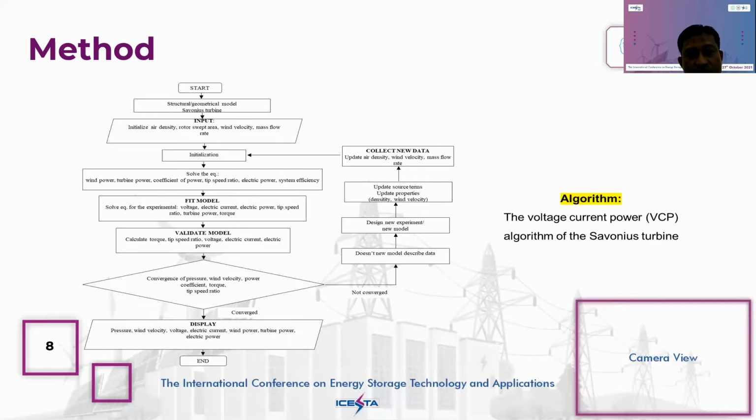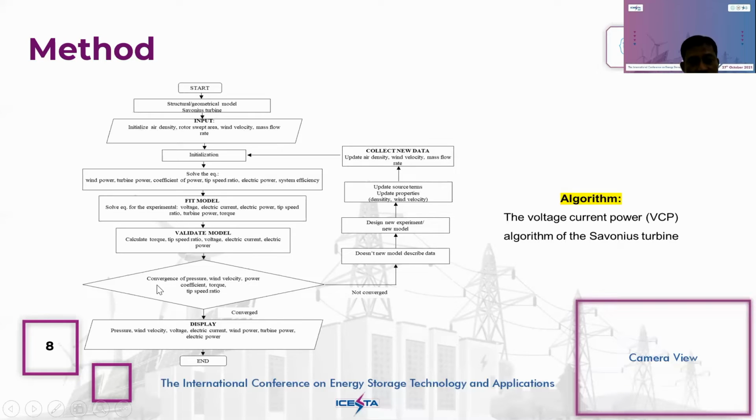We also have a method to get the output of this research, using a voltage, current, and power algorithm in this process. First, we have the literature study and we make the design structural model, input, and initialize: air density, rotor swept area, line velocity, and mass flow rate. Then fit the model, and then validate the model.